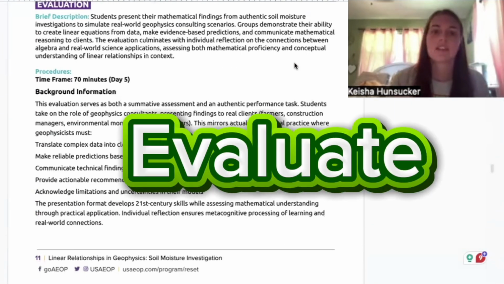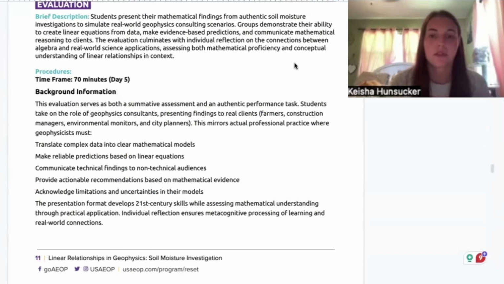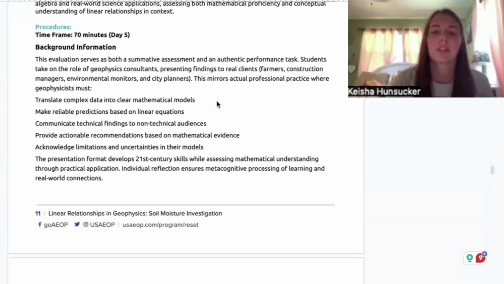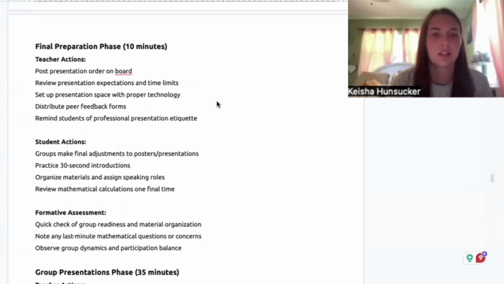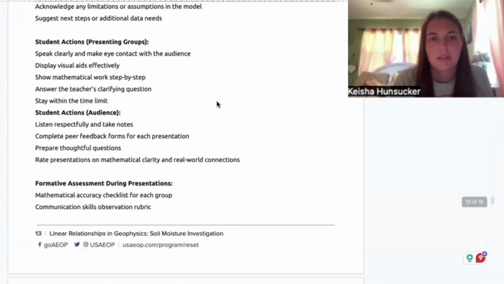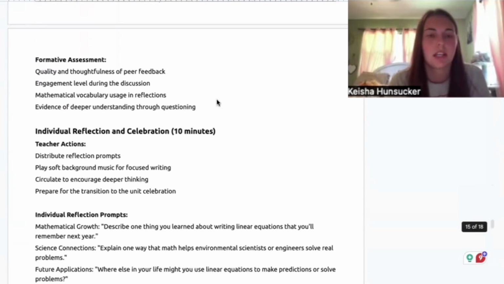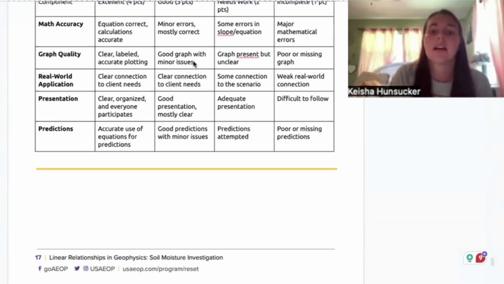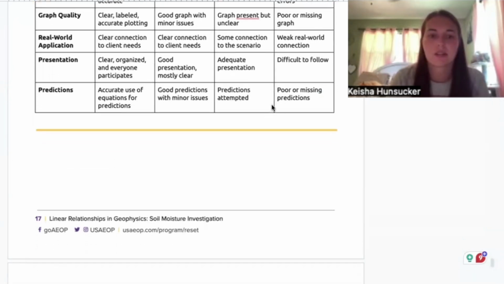And lesson 5, which is for the last day, is our culminating assessment, and it has students present as geophysics consulting teams to real clients like farmers and city planners. Groups demonstrate their linear equations, make evidence-based predictions, and provide actionable recommendations. They'll have time to finish up their projects, and then they will present it to the class and do some reflecting. This authentic performance task assesses both mathematical proficiency and communication skills while reflecting actual professional practice. Individual reflection ensures students connect their learning to future applications and STEM career possibilities.